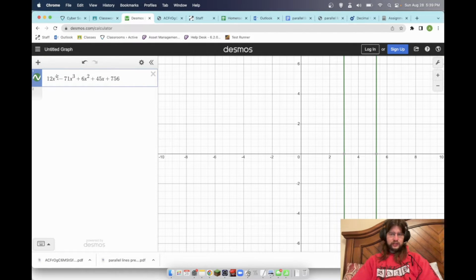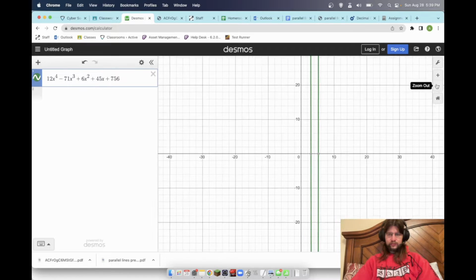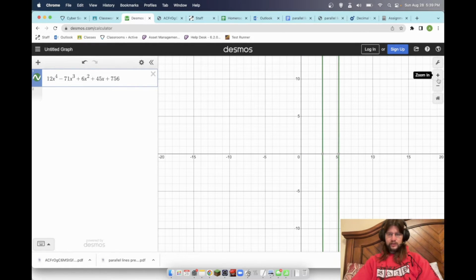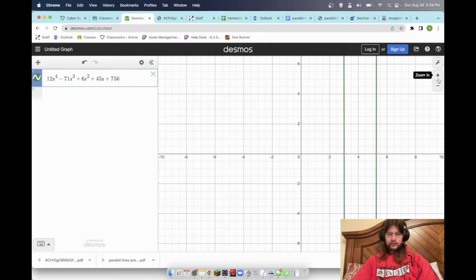Now I should see 4 roots because it's a 4th degree. I only see 2. Let me zoom out just to be safe. I still only see 2. Okay, maybe there's 2 imaginary. So since it's a 4th degree, I know I need at least 2 to make it go down to a quadratic. So hopefully these are good ones. Well, that's a 3, and that's a 5.25.